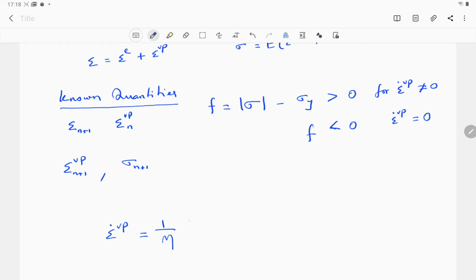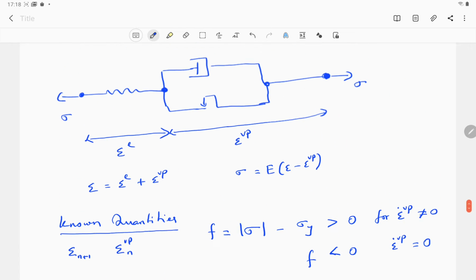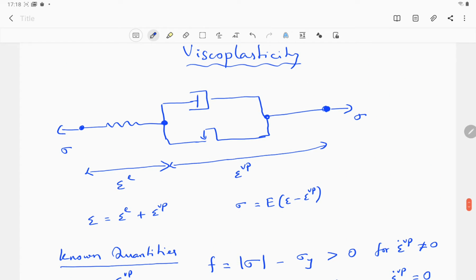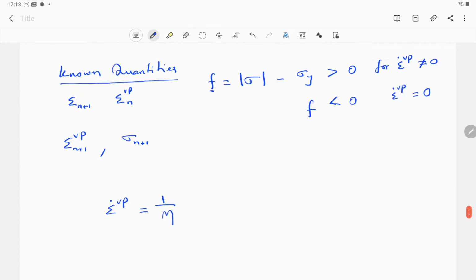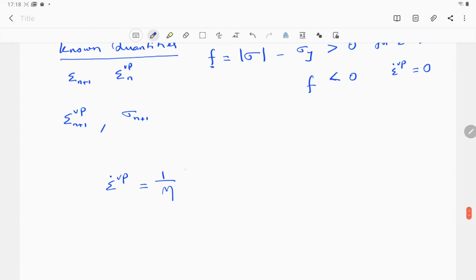And what is that force? The force is the total force, which is sigma, minus whatever the force that has been borne by this particular element, the frictional damper, and which is this F. Okay, therefore the answer is F.